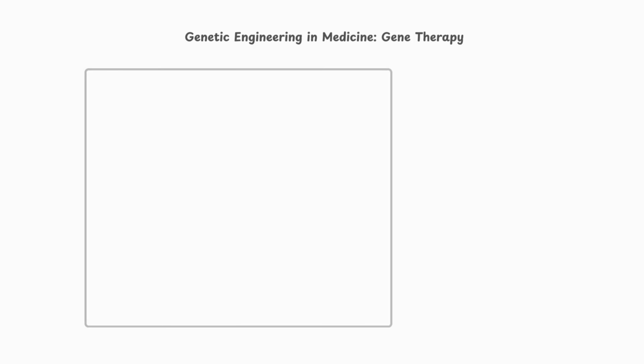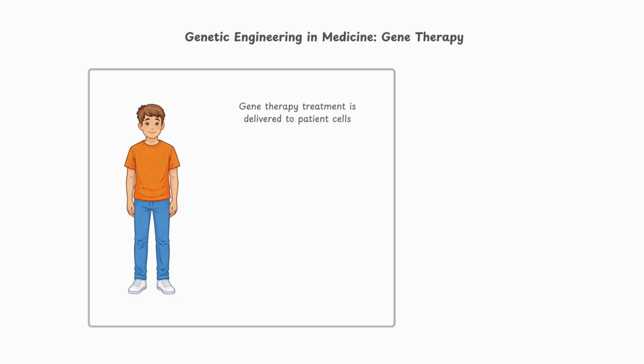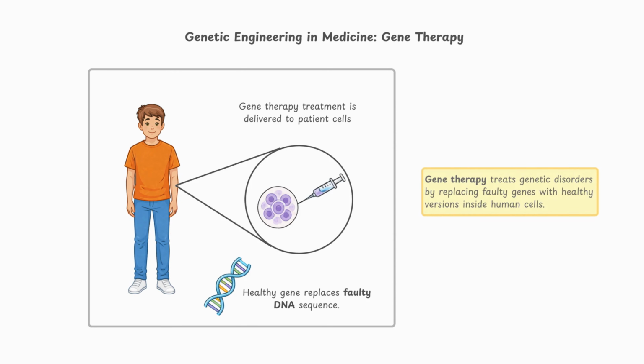Genetic engineering is also being explored as a way to treat inherited genetic disorders through a method called gene therapy. In gene therapy, scientists insert a healthy copy of a gene into cells that contain faulty or damaged genes. The goal is to correct the genetic problem at its source, rather than just treating the symptoms. This approach may help treat genetic disorders such as cystic fibrosis and muscular dystrophy by improving how the affected cells function.